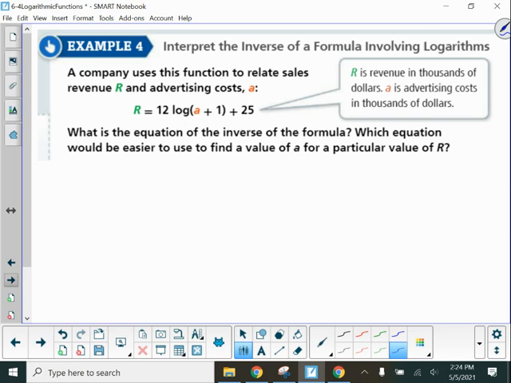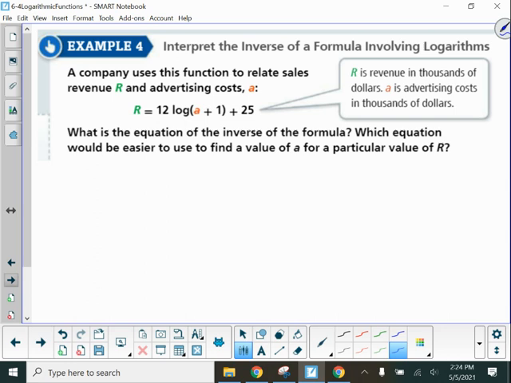Next, we have a word problem. So this is an equation. It says a company uses this function to relate sales revenue R and advertising costs A. R is in thousands and A is also in thousands of dollars. So we have R equals 12 times log of A plus 1 and then plus 25. We want to know what's the equation of the inverse of the formula, and which equation would be easier to use to find a value of A for a particular value of R.